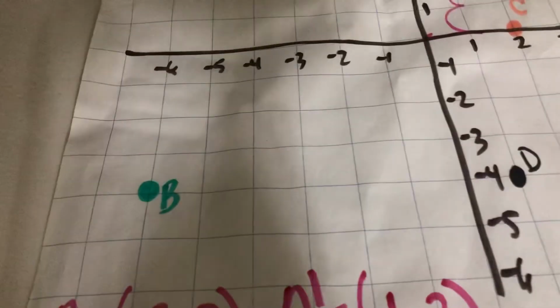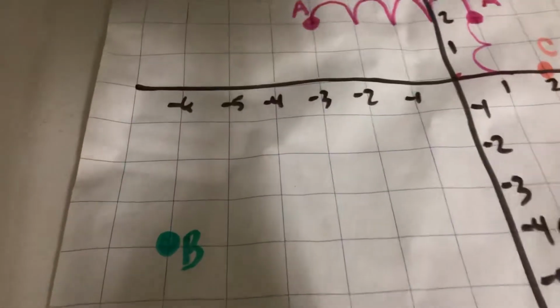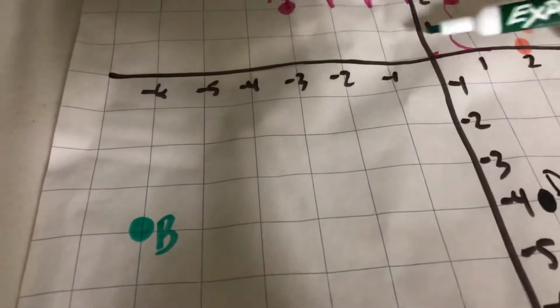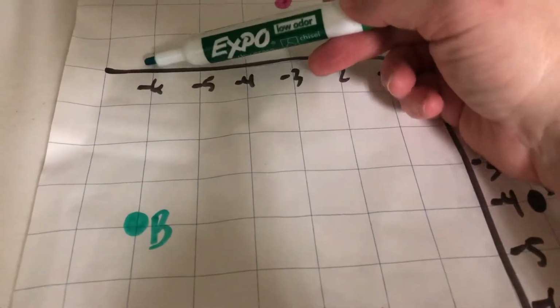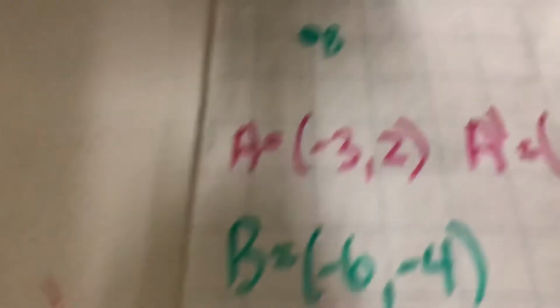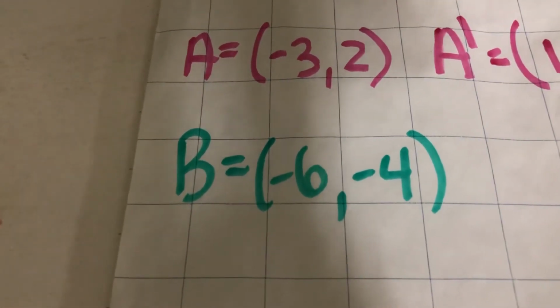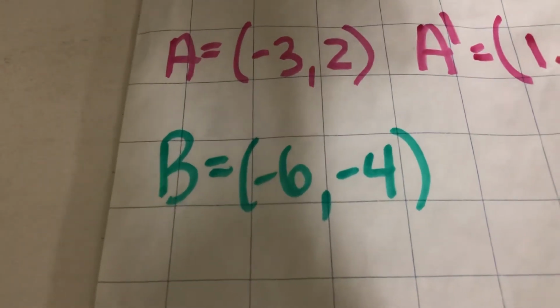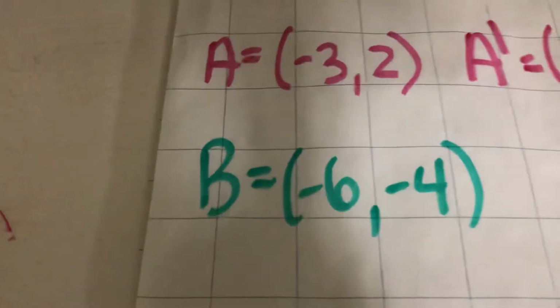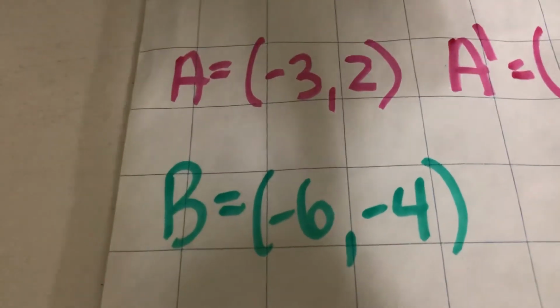Okay, let's look at my next example. My next example is letter B. For letter B, I am along the x-axis at -6, and along the y-axis at -4. So you can see that my original coordinates are -6, comma, -4. I want to move this up 5 spaces. I want to move up 5.